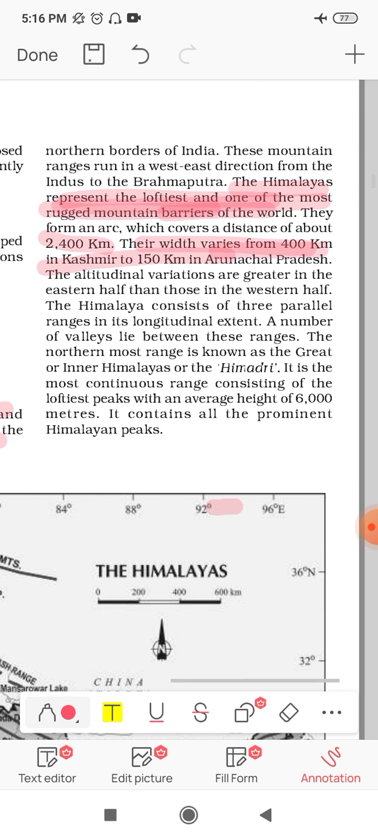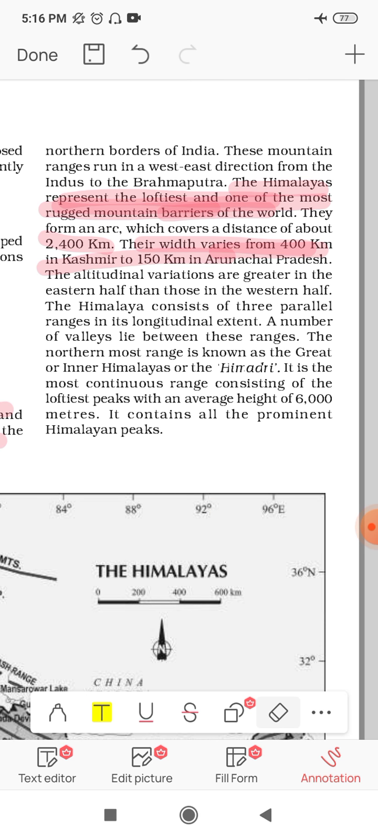Now the altitudinal variation. Of course, this altitudinal variation is greater in the eastern half than the western half. Variation in altitude, variation in height, we will see properly in the eastern part of this Himalayan mountain range compared to the western half. Now the Himalaya consists of three parallel ranges in its longitudinal extent.